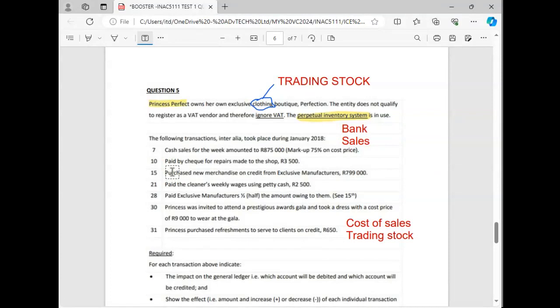So you need to know that. No one will tell you. You can't say sales if you sell equipment, if you sell building, or any other thing that is not stock. You only say sales because you are selling trading stock.